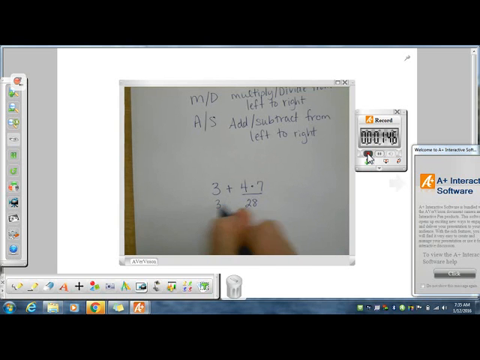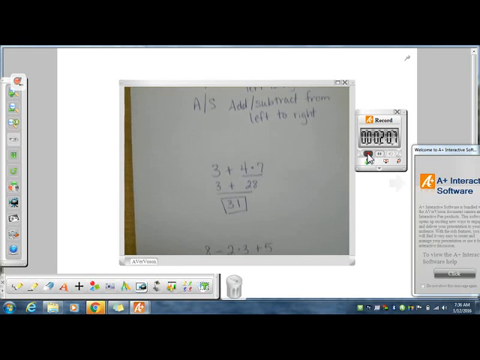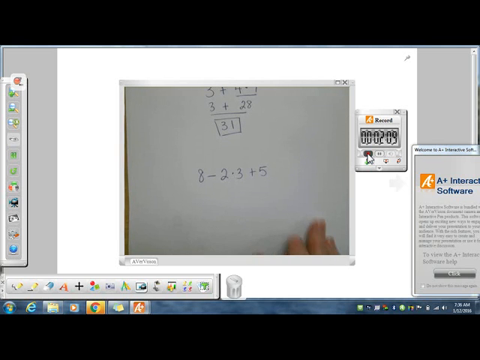I have a 3 and I have a plus here. Now the only thing I have left is adding, so 3 plus 28, which is going to be 31. And that would be my answer. So it kind of looks like an upside down pyramid or a slice of pizza or upside down triangle, something like that. Let's look at another one.